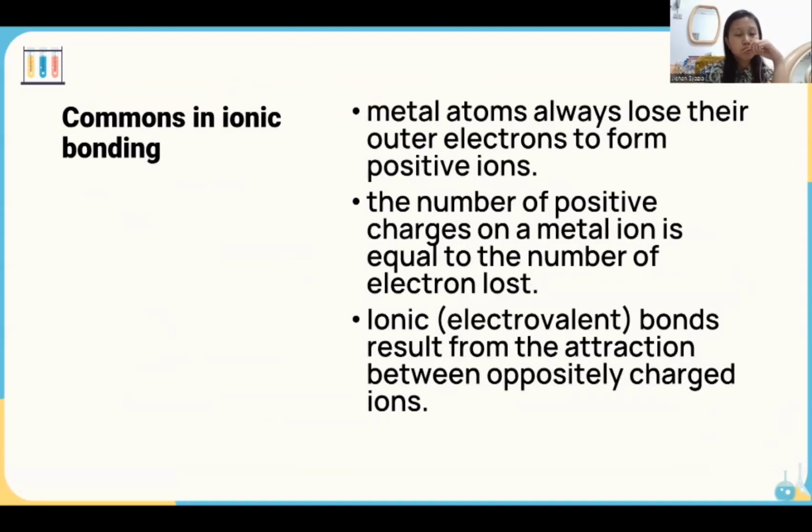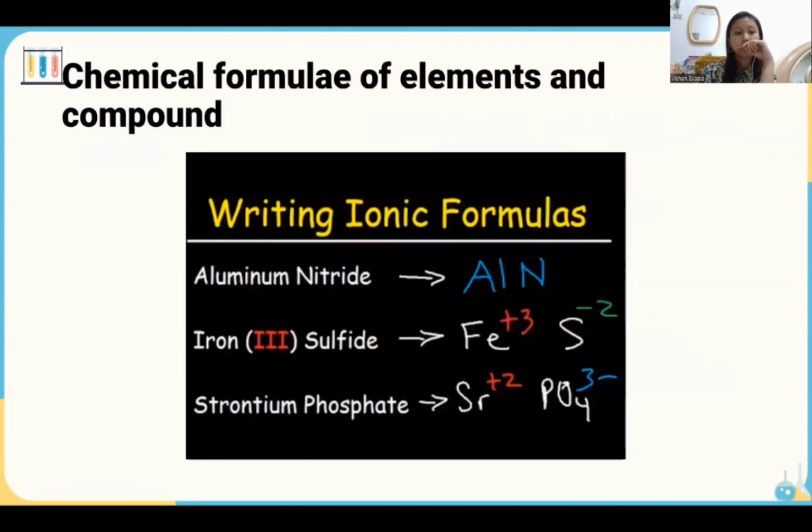Key points in ionic bonding. Metal atoms always lose their outer electrons to form positive ions. The number of positive charges on a metal ion is equal to the number of electrons lost. Ionic or electrovalent bonds result from the attraction between oppositely charged ions.